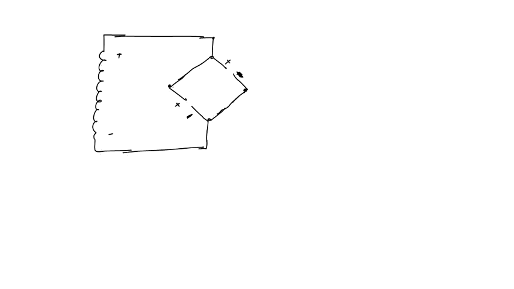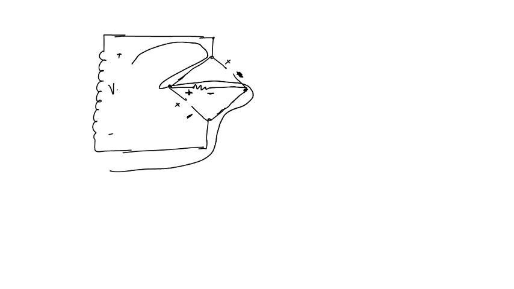Now when the input is with this polarity, the current through the circuit will flow through this path, and there will be a voltage with the polarity like this across this load resistance. Now when the input is at its maximum, the reverse voltage across the diode will also be maximum, that is the peak inverse voltage, and the voltage across the load resistance will be Vm.